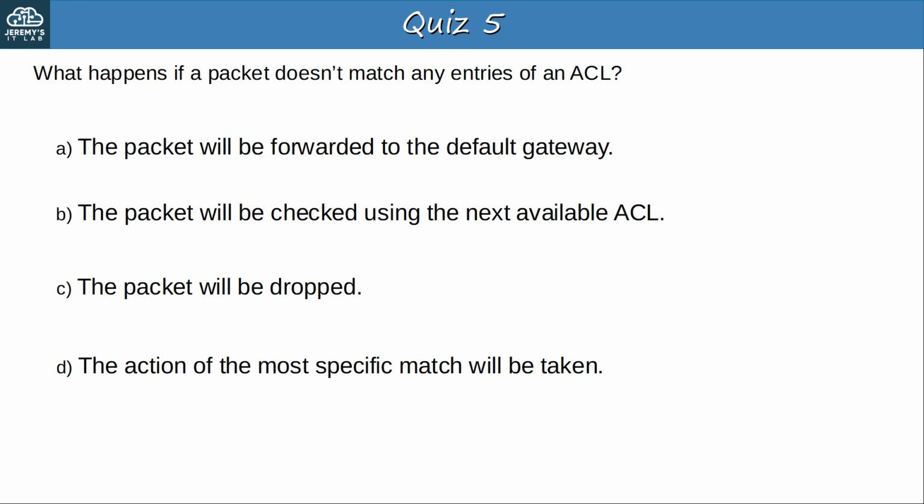The answer is C. The packet will be dropped. Every ACL includes an implicit deny at the end, which will deny all packets that don't match any of the ACL's entries. So, C is the correct answer. Okay, that's all for the quiz. Now let's take a look at a bonus question from Boson ExSim for CCNA.